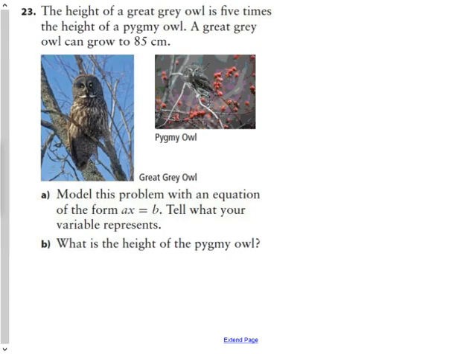And your last question talks about the pygmy owl versus the great owl. The height of the great owl is 5 times the height of the pygmy owl. A great owl can reach up to 85 centimeters. What's the question? Oh, yeah. What is the height of the pygmy owl? So X is going to represent the pygmy owl's height.